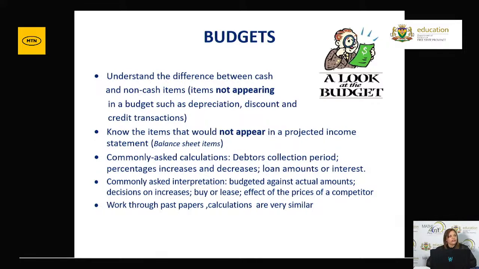I've looked at the November 2021, the June 2022, and our Free State prelim paper. They all start with the debtors collection period. So look at the debtors collection period. Make sure that you can do it, right? Ask your teacher to just explain it again to you. Also look at the creditors repayment period, percentage increases and decreases, loan amounts or interest.